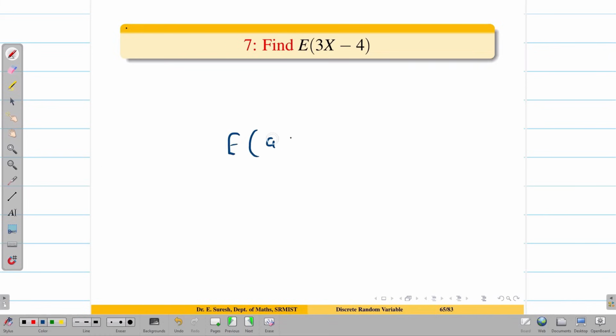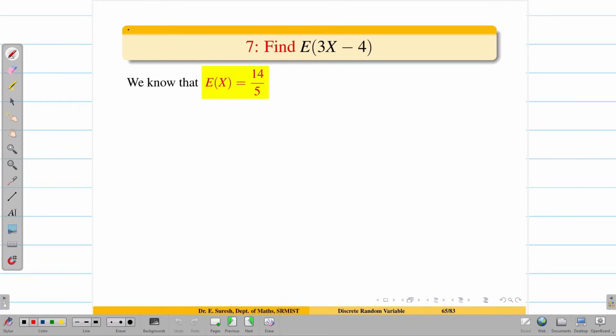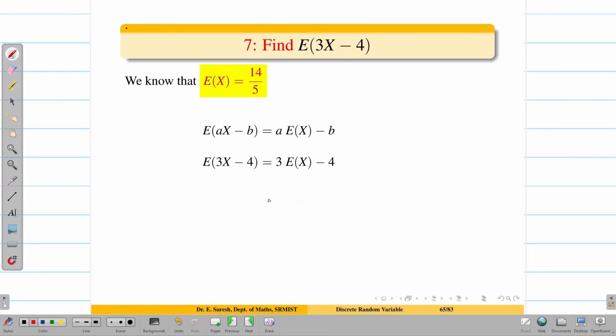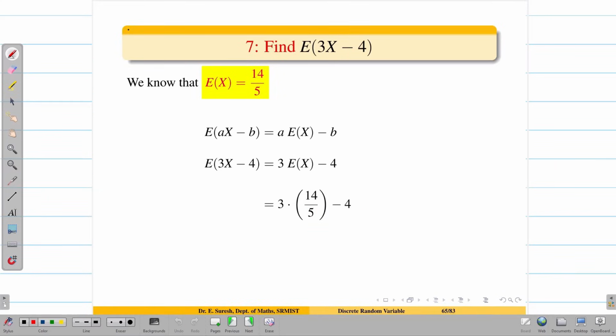Next, we are going to find expectation of 3x minus 4. We know that expectation of ax plus b is a into expectation of x plus b. If we have minus, expectation of ax minus b is equal to a into expectation of x minus b. Just now we found E of x is 14 by 5. Therefore, expectation of 3x minus 4 is 3 times 14 by 5 minus 4. Simplifying this, we get 22 by 5.